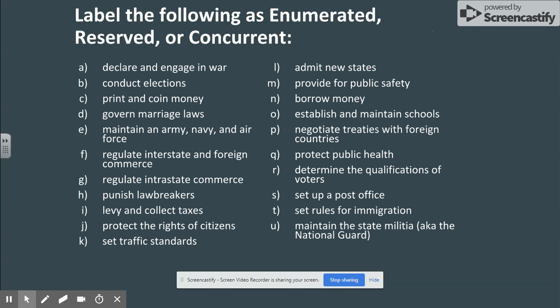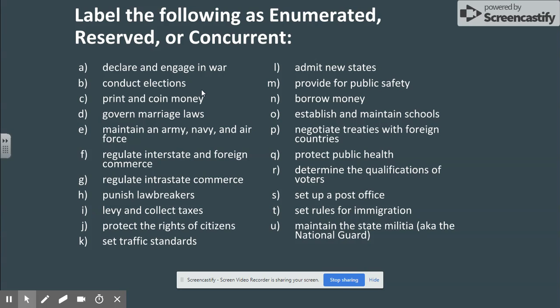Okay, we're going to take a look at these items here, A through U, and decide whether or not they're enumerated, reserved, or concurrent. What I want you to do as we go along is to write an E for enumerated, remember that's the national government, R for reserved, which is the state government, or C for concurrent, which means both of them can do it.